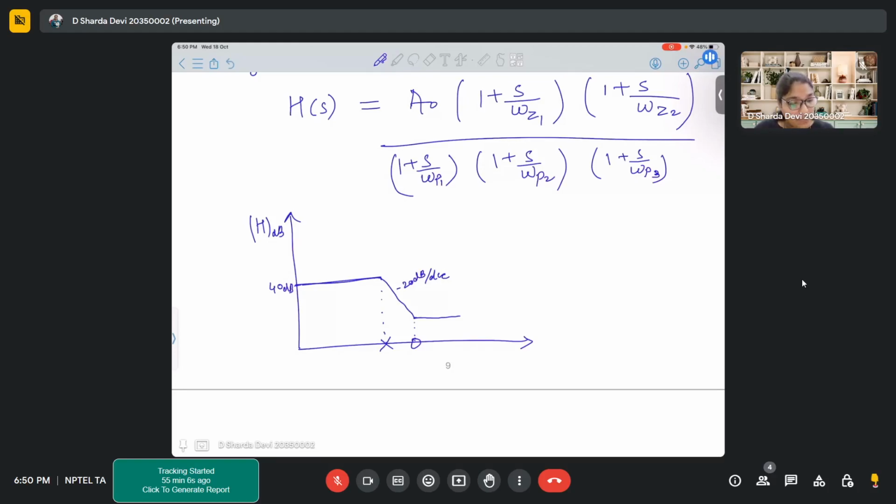Now when you encounter a zero, it gives you a plus 20 dB per decade slope, right? But you already had a minus 20 dB per decade slope coming. So that minus 20 dB per decade will be cancelled by the plus 20 dB per decade of the zero. That's why you will get a resultant of 0 dB per decade at this particular point. Suppose I encounter the next zero, now I have plus 20 dB per decade again because of this zero.